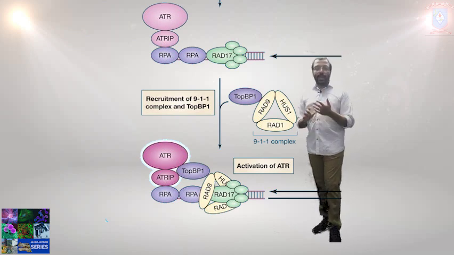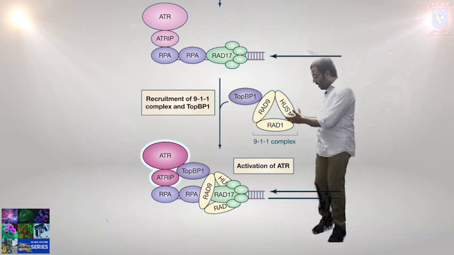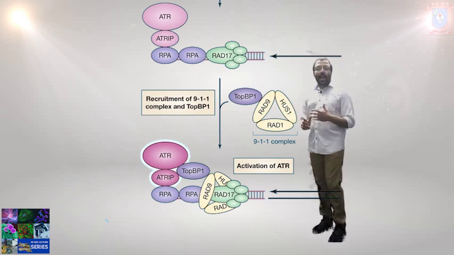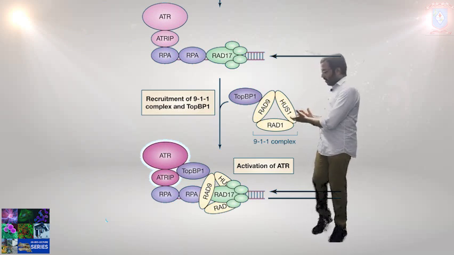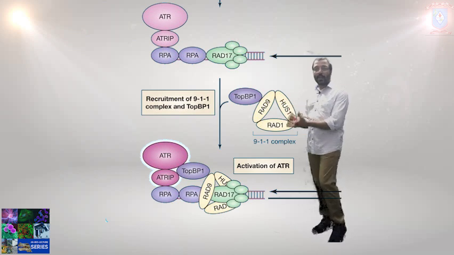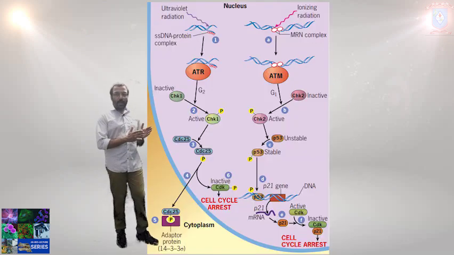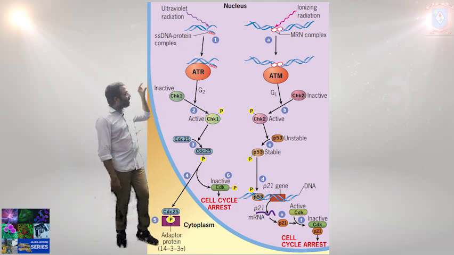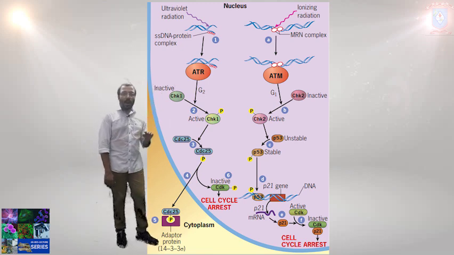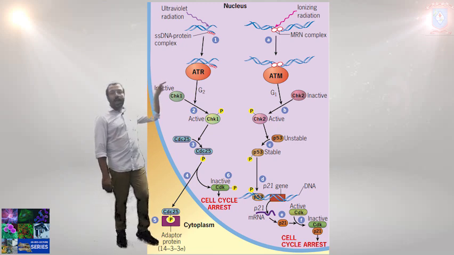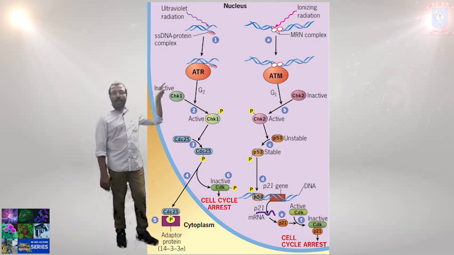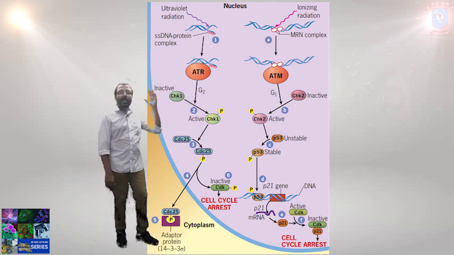Following the recruitment of ATR, ATR-IP and the 911 complex, the kinase activity of ATR is stimulated. Next, ATR protein phosphorylates and activates a checkpoint kinase called CHK1, and activated CHK1 phosphorylates CDC25 on a particular serine residue inside the nucleus.